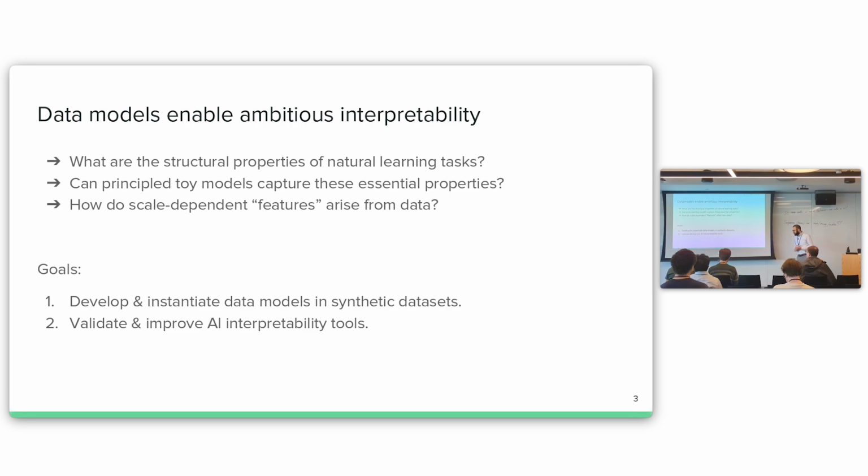And so the thesis here is that data models could be a way to help enable ambitious interpretability. And so some of the questions that I'm interested in asking are, what are the structural properties of natural learning tasks? I'll say a bit more about what I mean by that in a bit. Can we develop principled toy models to capture these essential properties? And then use those models to have studies, say, of interpretability, and to gain insight into how the scale-dependent features that we want to find with interpretability might be related to properties of the data.